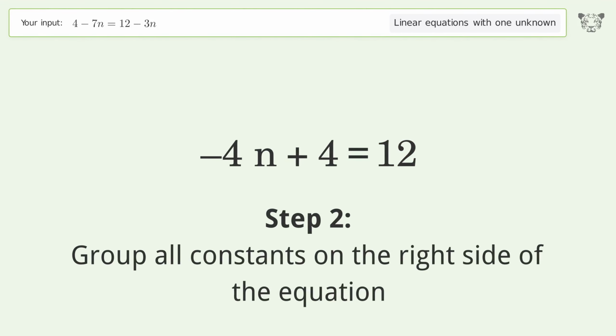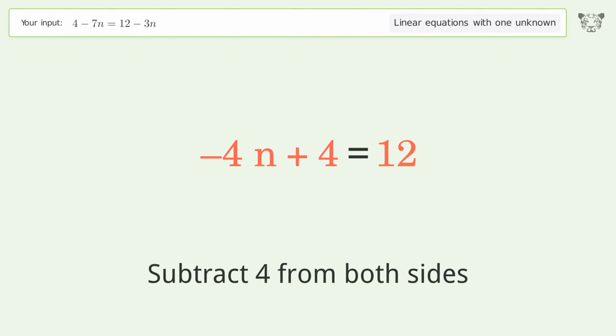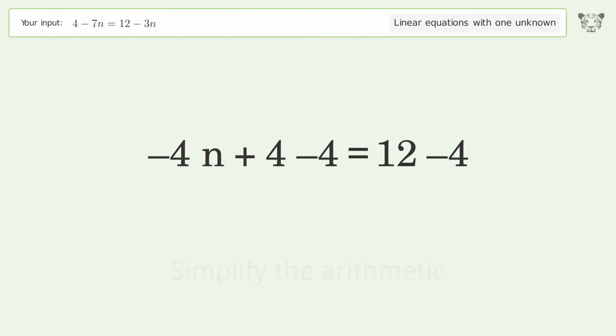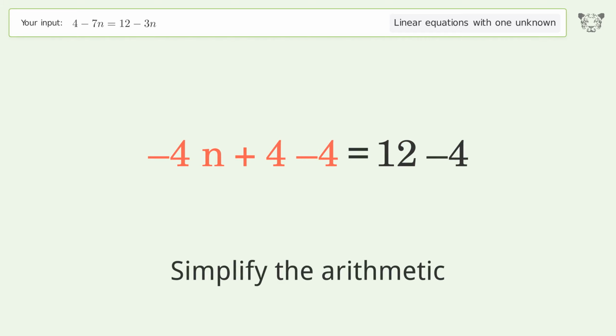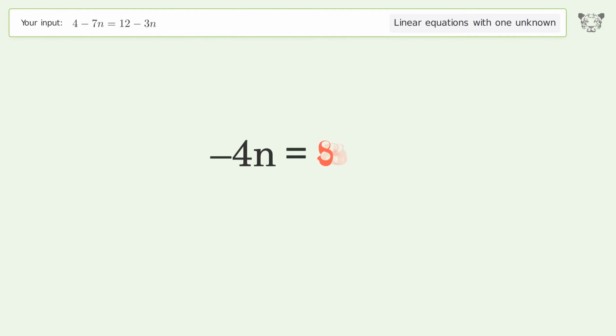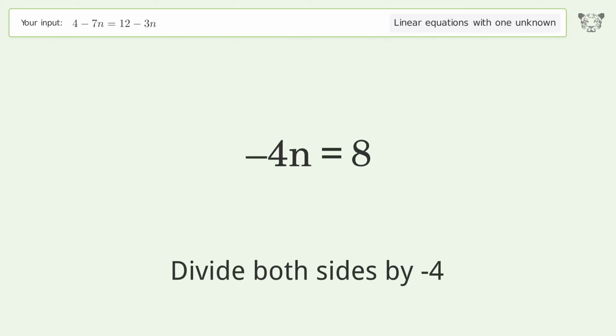Group all constants on the right side of the equation. Subtract 4 from both sides. Simplify the arithmetic. Isolate the n. Divide both sides by -4.